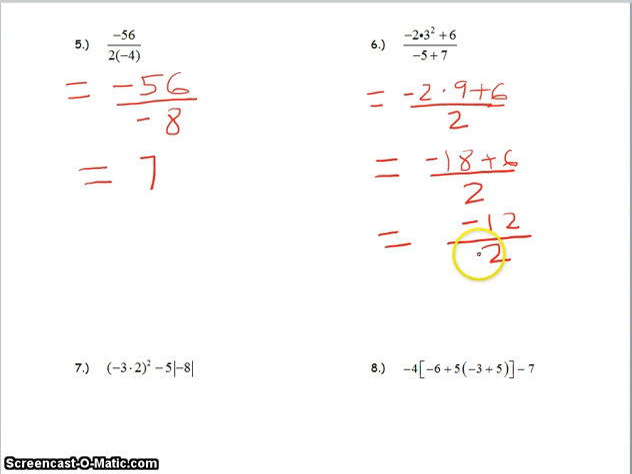Now we have a negative divided by a positive, which automatically lets us know that our final answer will be negative. So 12 divided by 2 is 6. So our final answer is a negative 6. Now we need to scroll down to problem number 7.